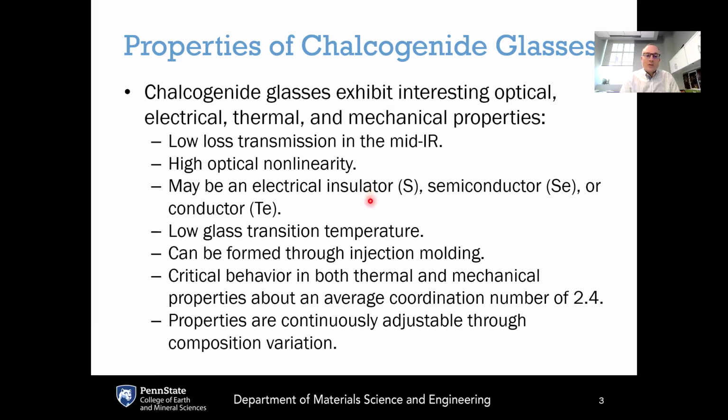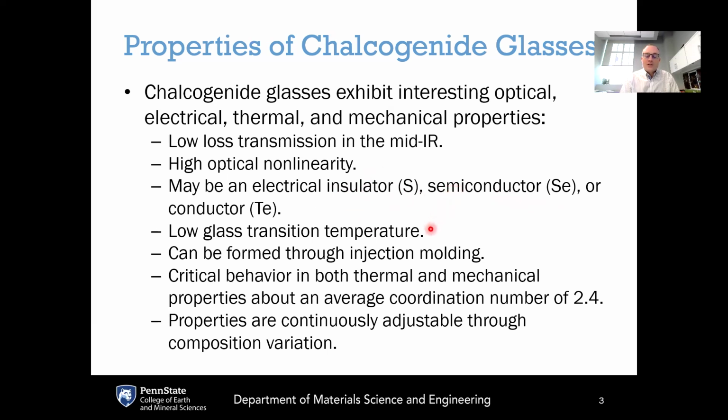From an electrical property point of view, the glasses could be an electrical insulator if they're based on sulfides. They could be a semiconductor if they're based on selenides, or even a conductor if they're based on tellurides. And so the band gap can change quite a bit depending upon which elements are being used.